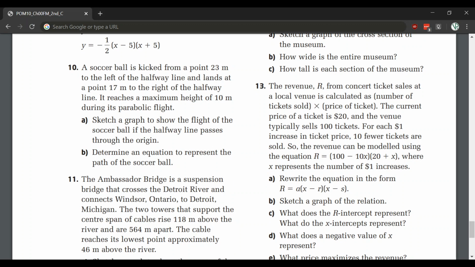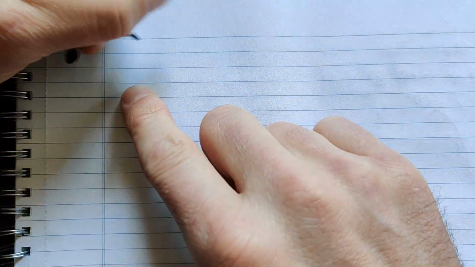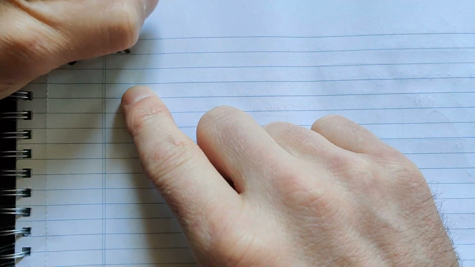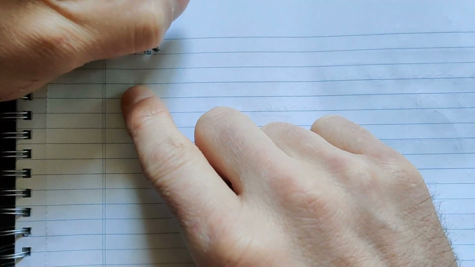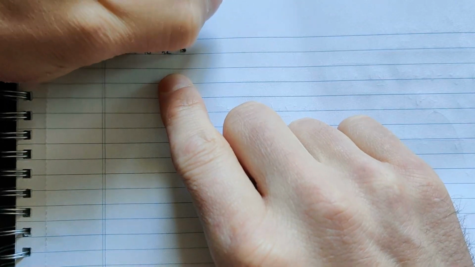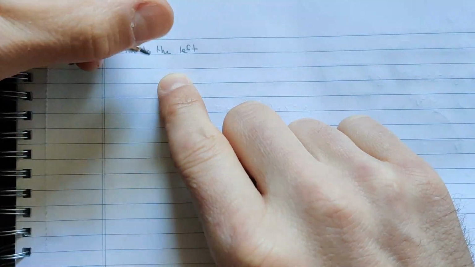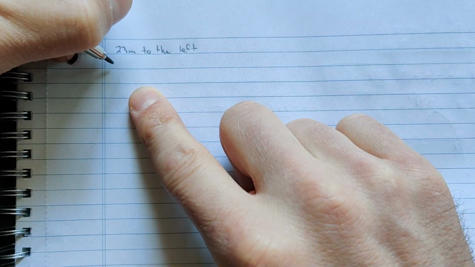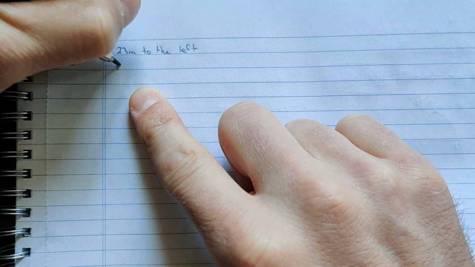So switching back over here. So in number 10 there, we were given that it's 23 meters to the left. And then it lands 17 meters to the right.